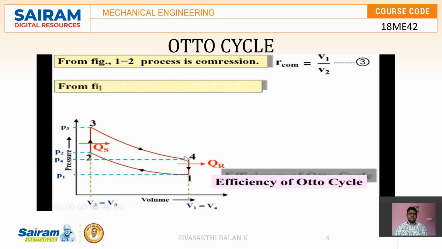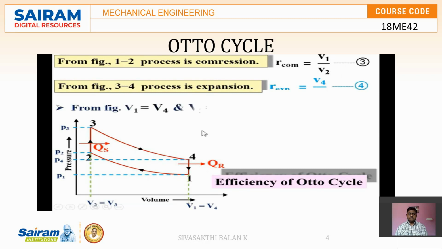Similarly, the process 3-4 is also adiabatic expansion, and so I can say the expansion ratio is equal to V4 by V3. Once again your expansion ratio is also greater than 1, so you can see from the figure V4 is greater than V3, and that's why it should be V4 by V3. Let's say it is equation number 4. But from the figure you can see V1 is equal to V4 and V2 is equal to V3.